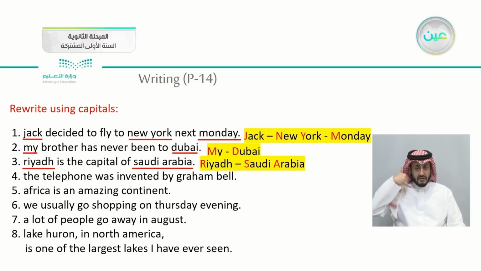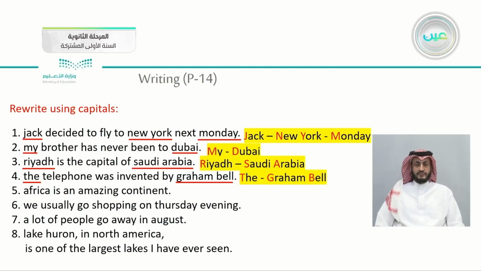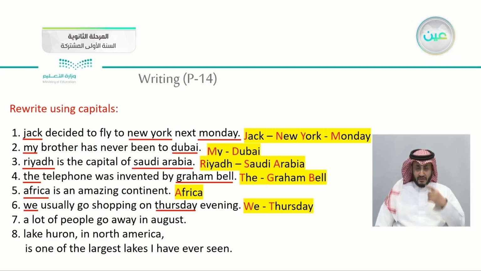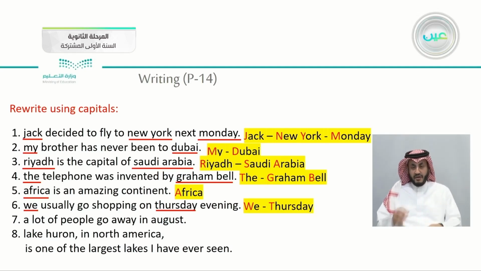The telephone was invented by Graham Bell. We will start with the T at the beginning of the sentence and Graham Bell because it's a name. So capital T, G, and B. Africa is an amazing continent. So here we're going to change Africa because it is a name of a continent plus at the beginning of the sentence. Capital A. We usually go shopping on Thursday evening. We and Thursday. Capital W, it comes at the beginning of the sentence. Thursday because it's a name of a day.